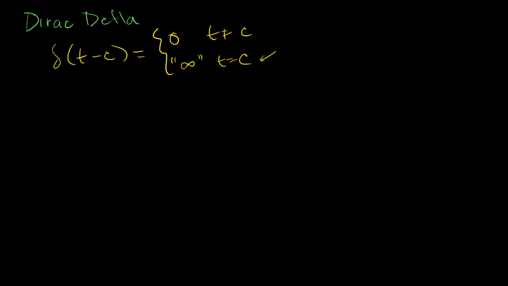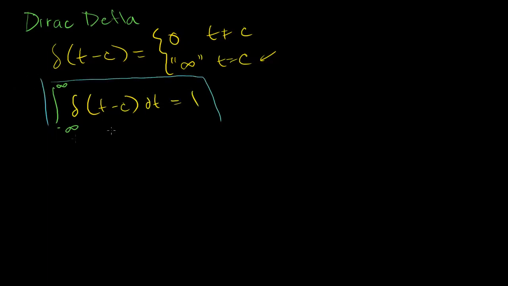But more important than this, and this is kind of a pseudo definition here, is the idea that when we take the integral, the area under the curve over the entire t-axis, and obviously it equals 0 everywhere except at t equal to c, the area is equal to 1. That the area is equal to 1. And so this is what I meant by pseudo-infinity.